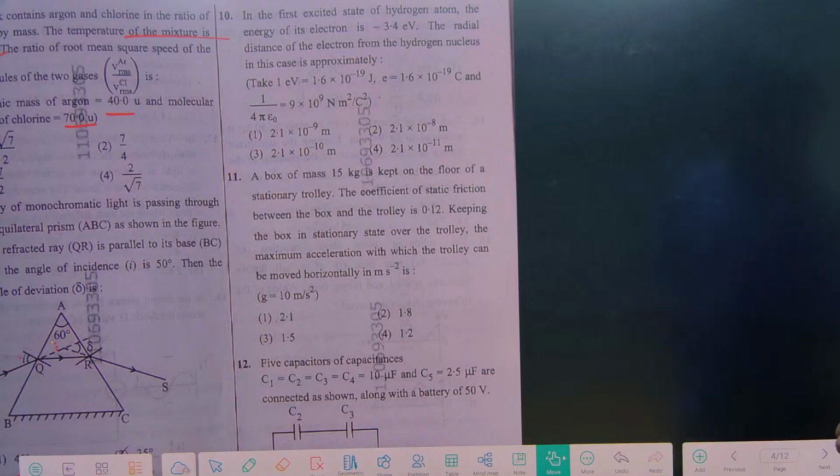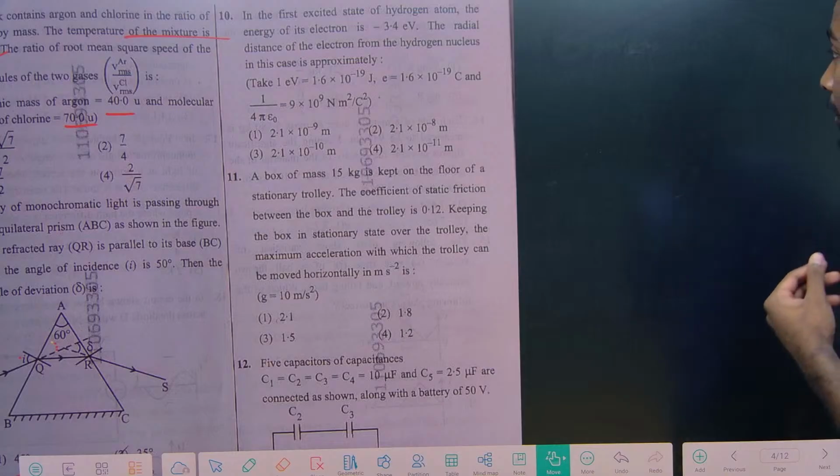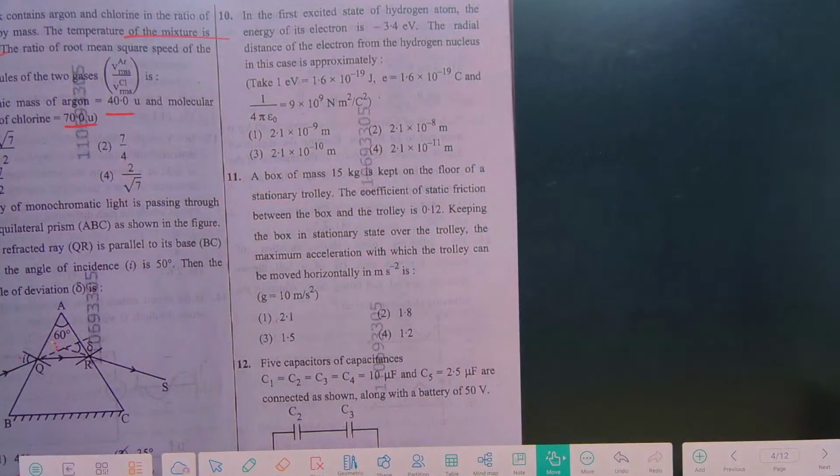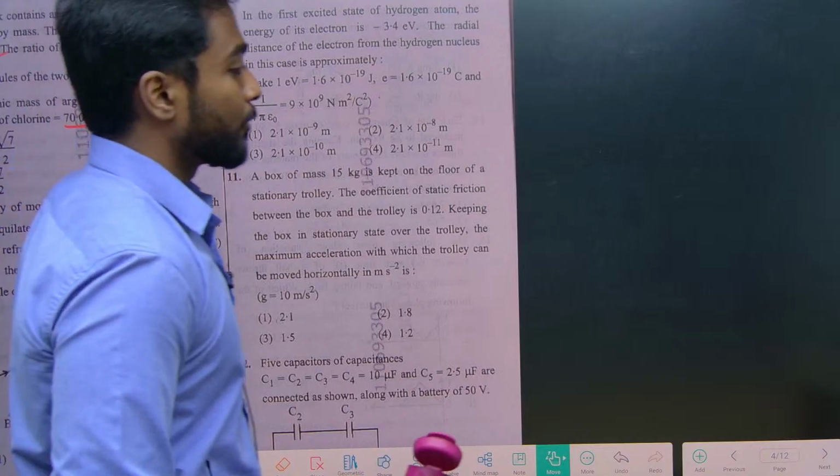Excuse me. Okay, 2 minutes, I'll drink water and come, and we'll continue with the question number 10. చేద్దామా, కంటిన్యూ చేద్దామా?